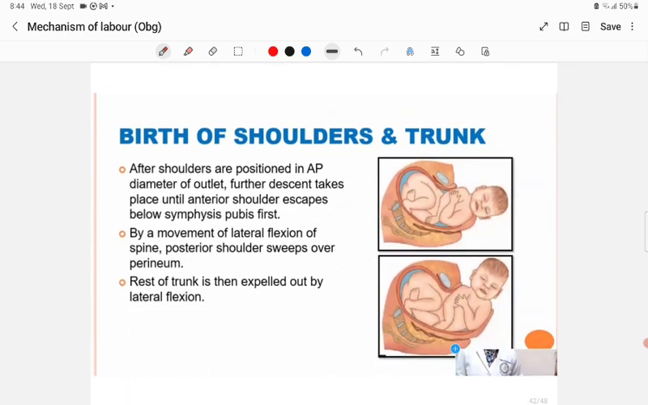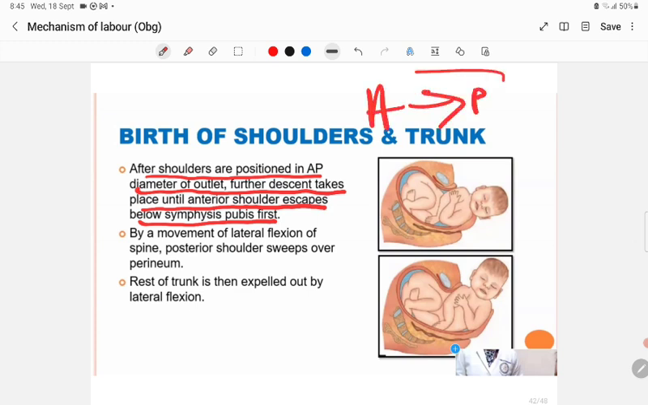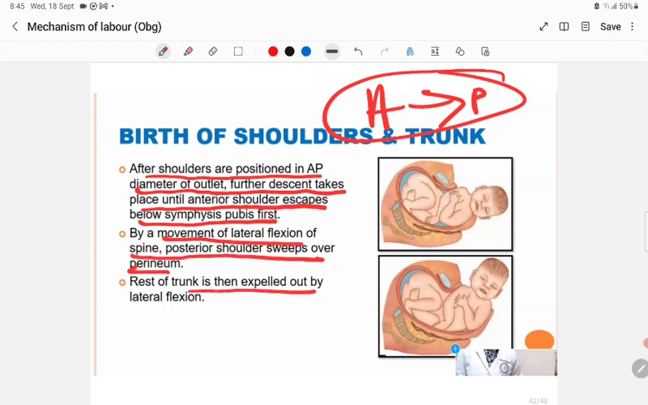Then birth of the shoulder and trunk. After the shoulders are positioned in the AP diameter of the outlet, further descent takes place until the anterior shoulder escapes below the symphysis pubis first. So remember, the anterior is delivered first, followed by the posterior. By a movement of lateral flexion of the spine, the posterior shoulder sweeps over the perineum. The rest of the trunk is then expelled by lateral flexion.